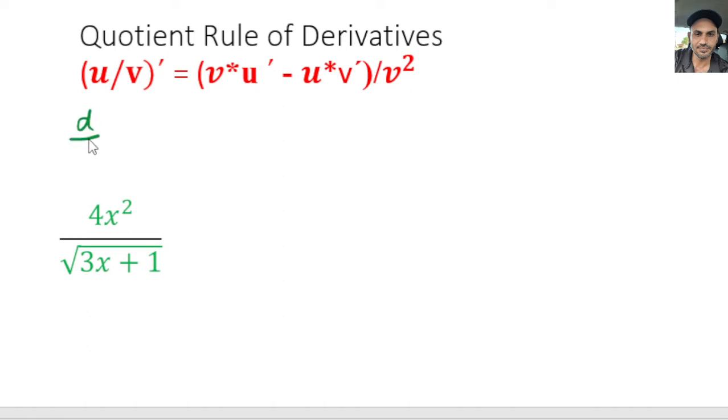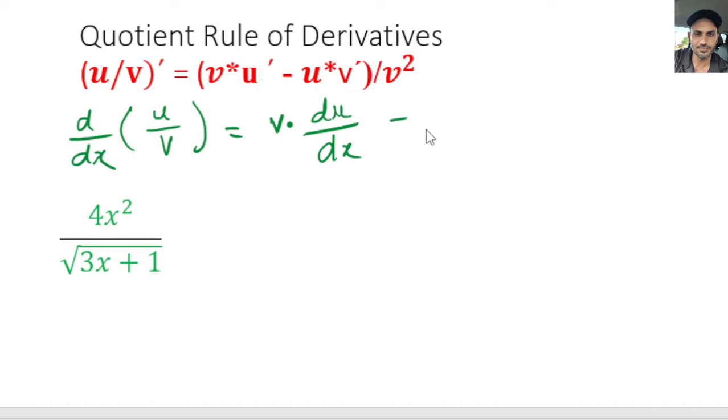So the derivative d over dx of u over v equals v, which is the denominator term, times the derivative of u, du dx, minus u, which is the numerator term, times the derivative of v, dv over dx with respect to x, and everything divided by the denominator squared.